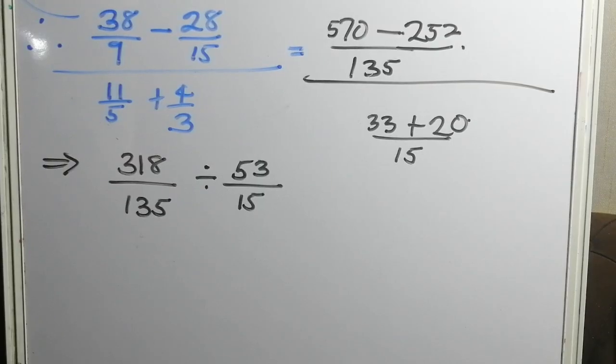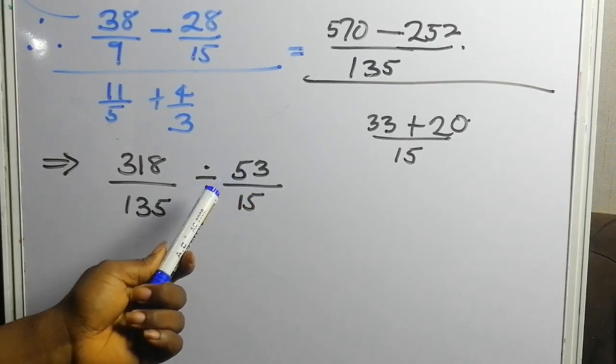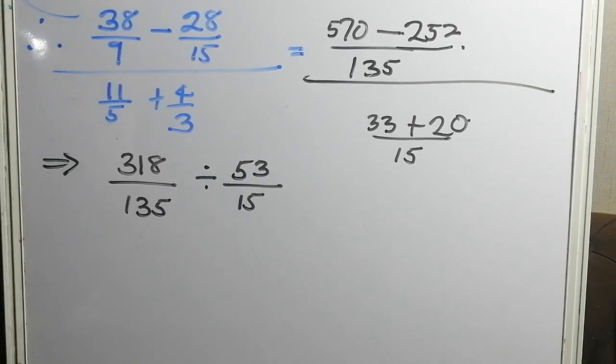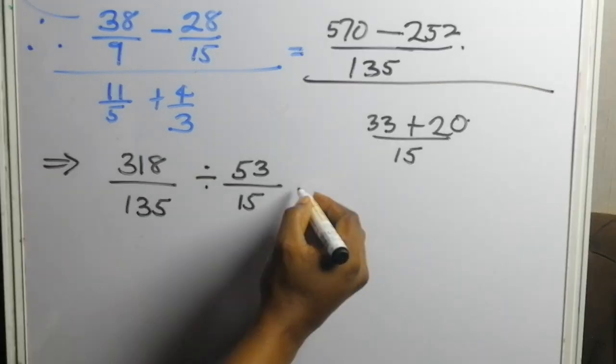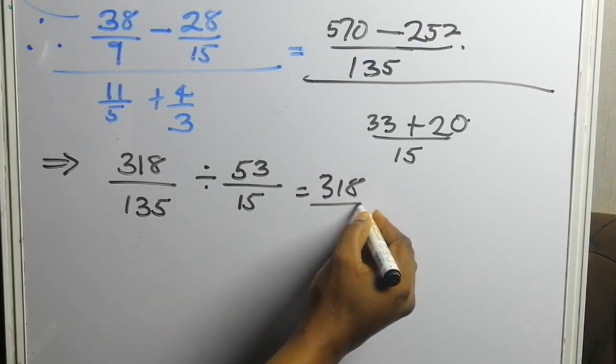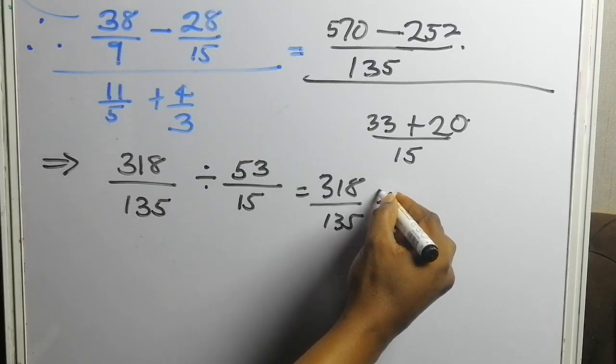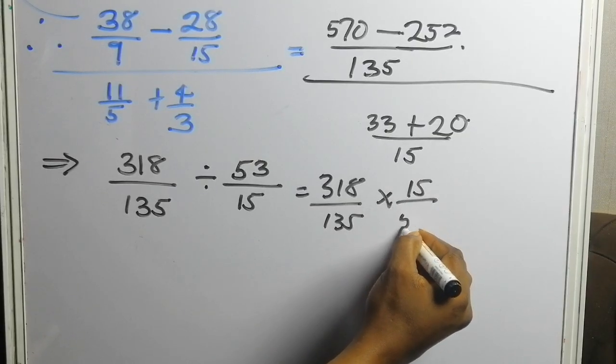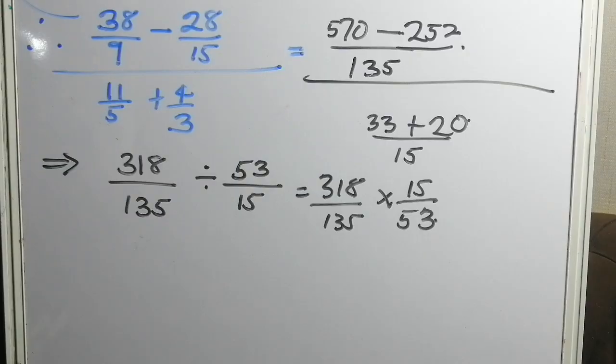And don't forget, I've told you anything on the right hand side is the owner of the sign. The owner of this division is 53 over 15. And I've said it over and over that if you want to change division to multiplication, this one will give you 318 over 135, times 15 over 53. Okay, so from here now, you will see that I can take care of some things here. So the question I need to ask myself, 15 can go in 135.